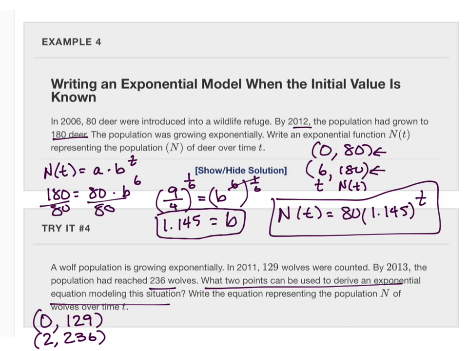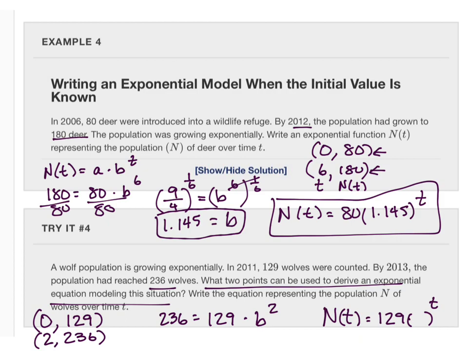Secondly, write the equation. So we're going to have n of t is equal to, how many wolves initially? 129 times b to the what power? To the t power. But now if I want to use this equation, we're going to put a 2 for t. And instead of n of t, what number do I want to use over here? 236. And that's going to end up giving us a number for b so that we can write a function.